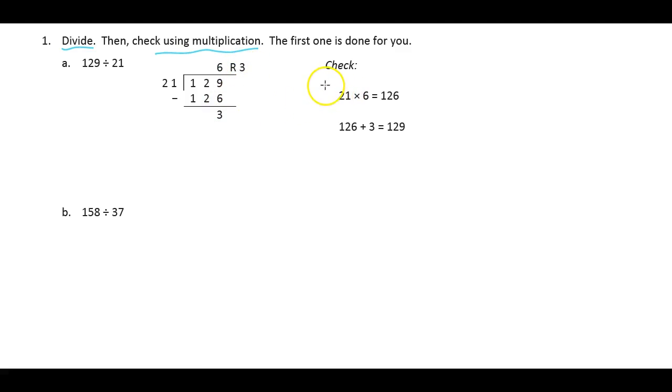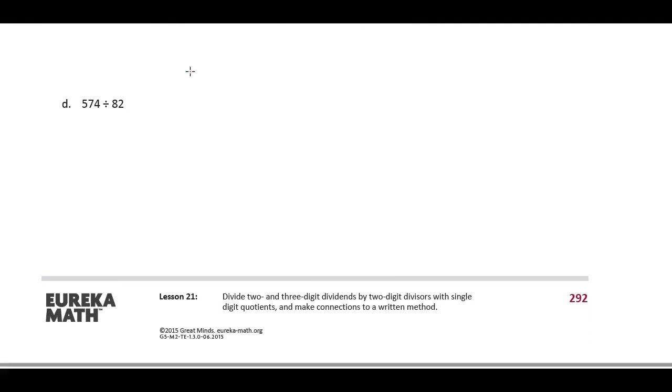And then they go through and they check it. They check with multiplication to get 126, but that's not all the way there. They have to take that remainder and add it in, and then they get 129, which is what you started with. So then you know you got it right. So let's cruise on down, and I'm going to go ahead and try D.